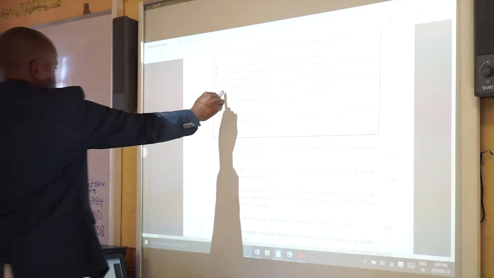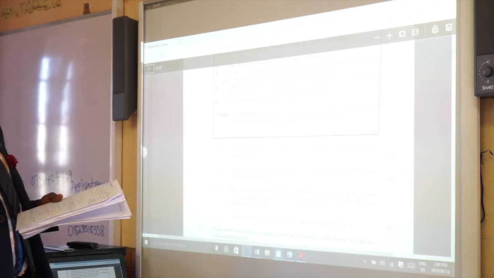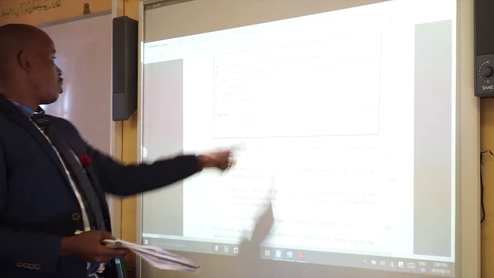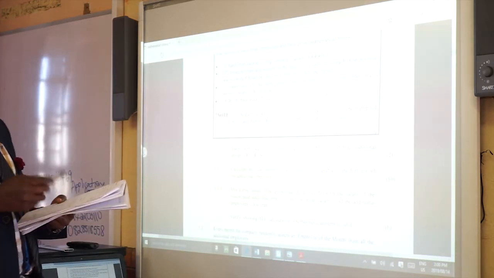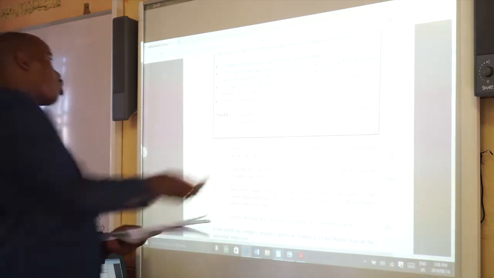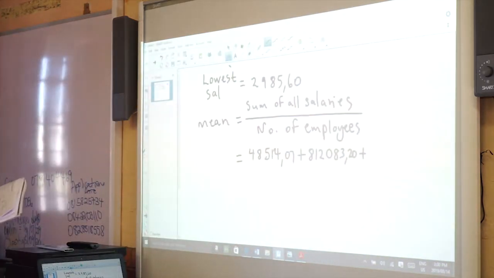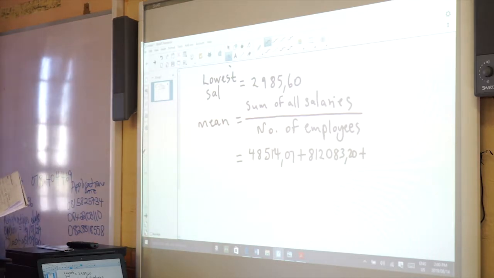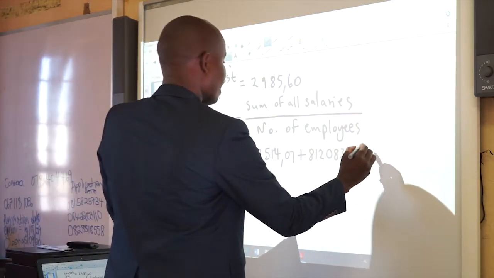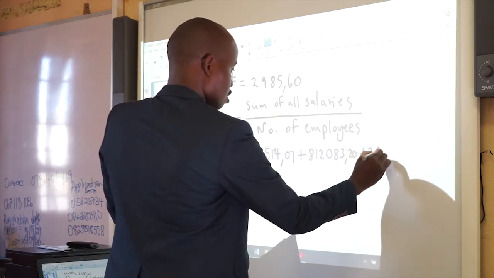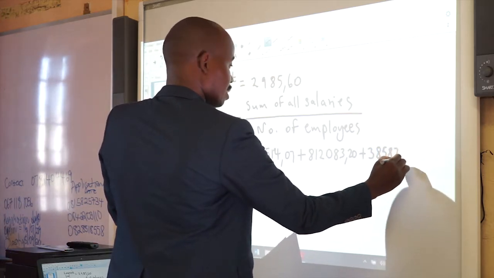We've got 12 supervisors. Each supervisor is earning 3,215 rand 60. Remember, it's 280 rand more than the cleaner's salary. So we have 3,215 rand 60 times 12 supervisors. So what's the total salary for supervisors? It is 38,587 rand 20 cents.